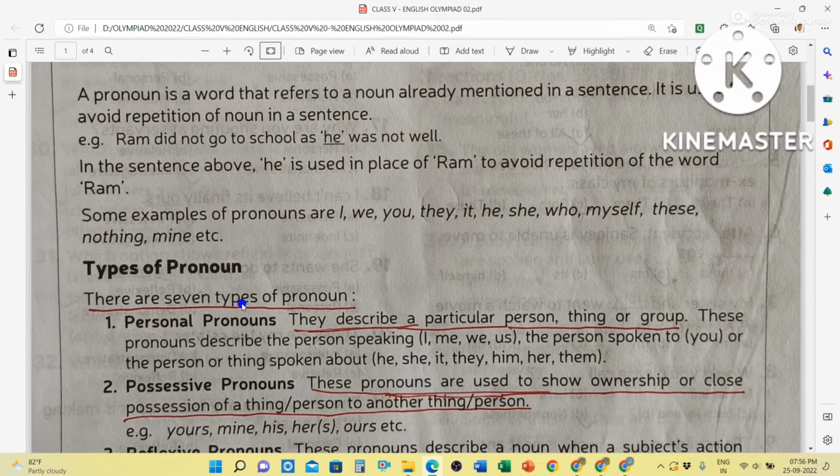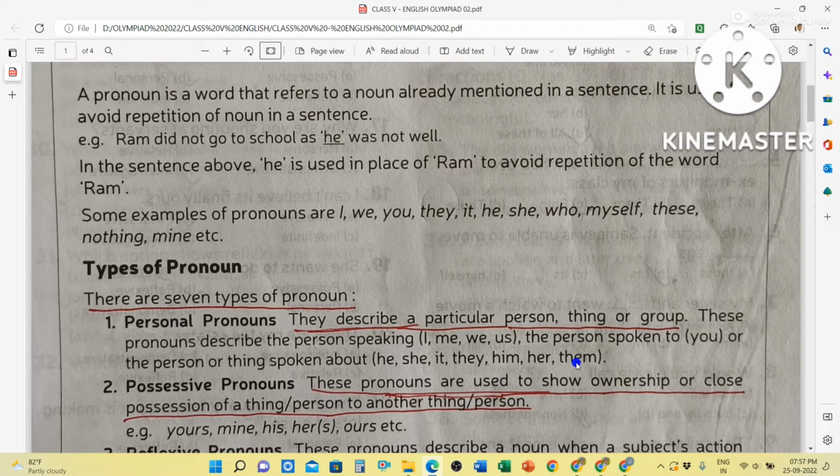Types of pronoun. There are 7 types of pronoun. First one is personal pronoun. They describe a particular person, thing, or group. These pronouns describe the person speaking, that is I, me, we, us, or the person spoken to, that is you, or the person or thing spoken about: he, she, it, they, him, her, them.